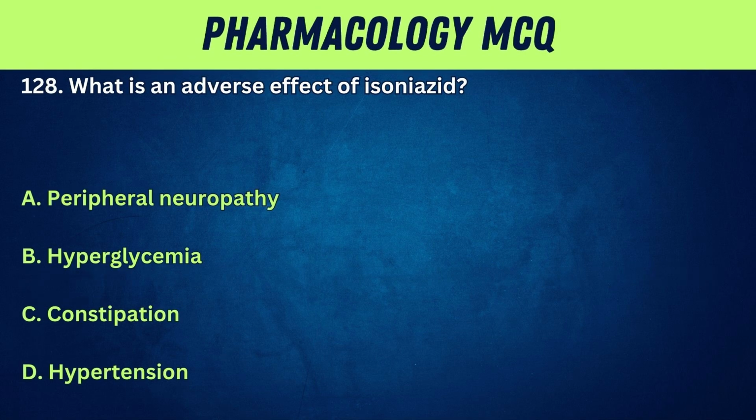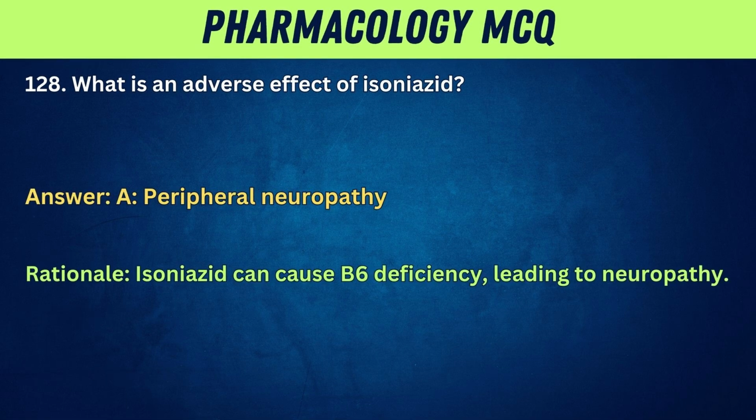128. What is an adverse effect of isoniazid? A. Statins. B. Hyperglycemia. C. Constipation. D. Hypertension. Answer: A. Peripheral neuropathy. Rationale: isoniazid can cause B6 deficiency, leading to neuropathy.